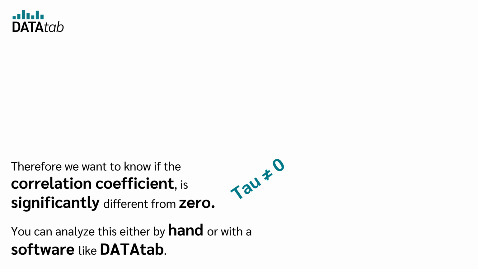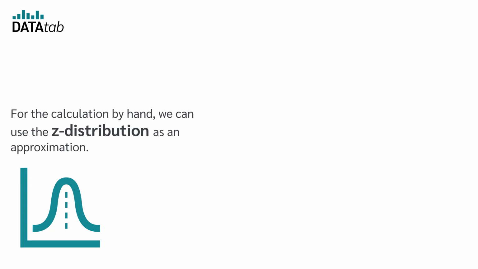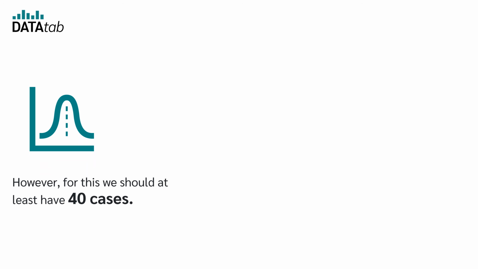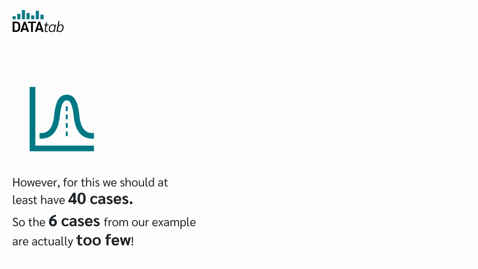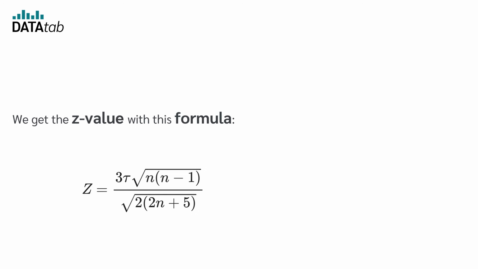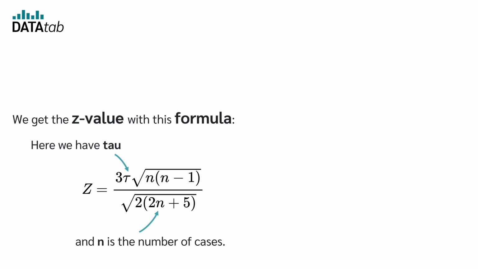You can analyze this either by hand or with software like DataTab. For the calculation by hand, we can use the z distribution as an approximation. However, for this we should have at least 40 cases, so the 6 cases from our example are actually too few. We get the z value with this formula. Here we have tau, and n is the number of cases.